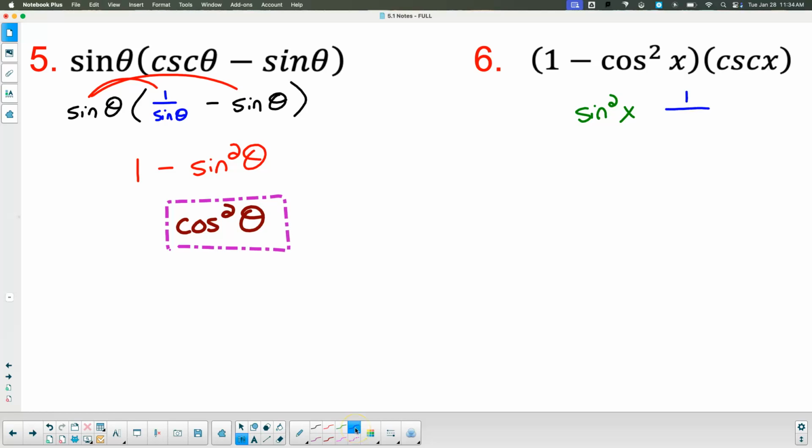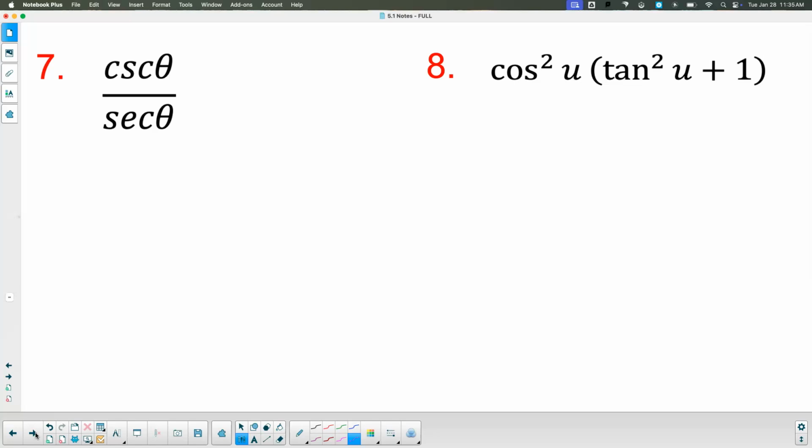Cosecant is 1 over sine. So this becomes sine squared over sine, which simplifies just to be sine of x. Questions, comments, concerns, clarifications? Try those two.